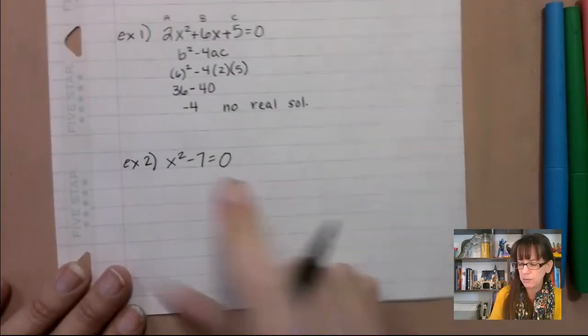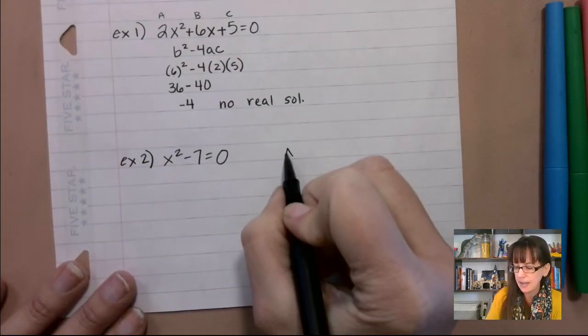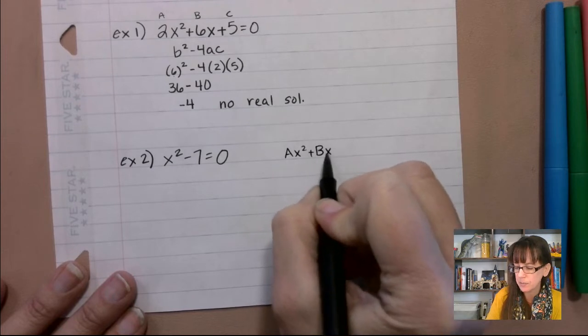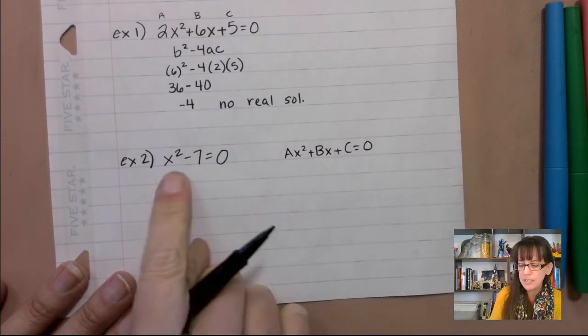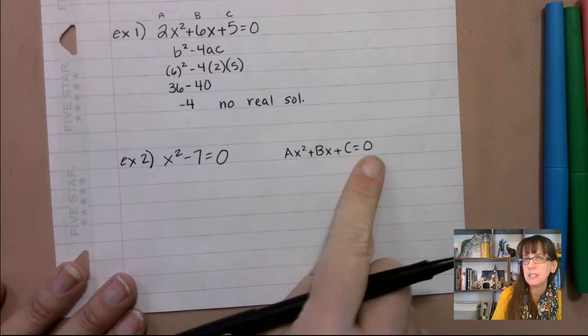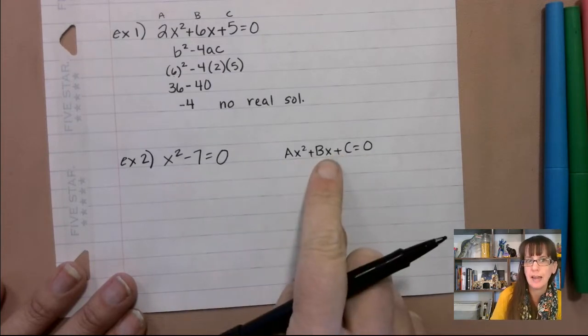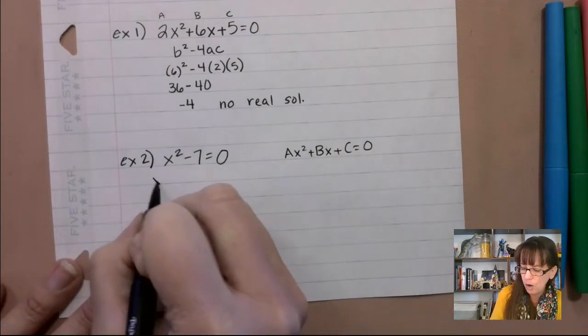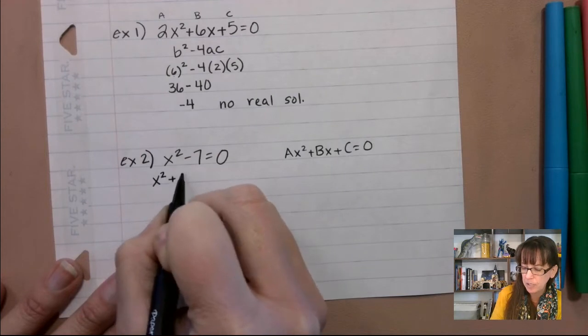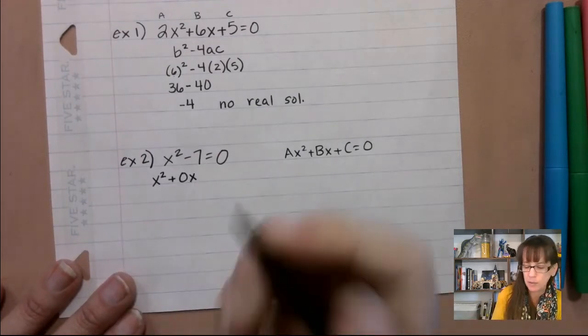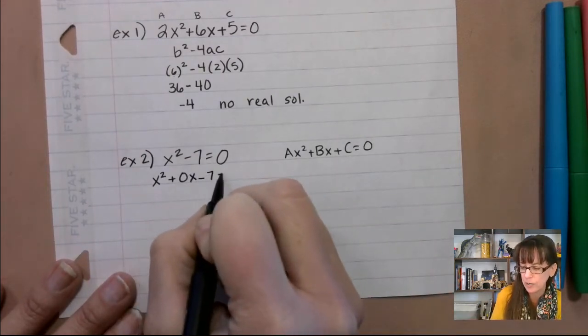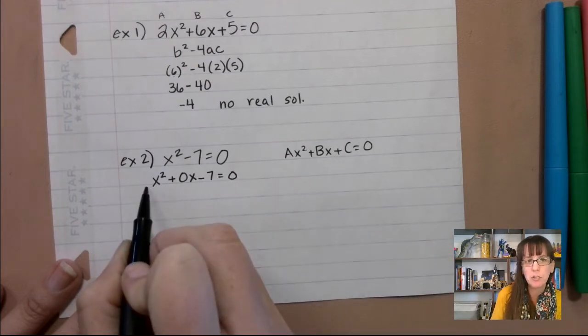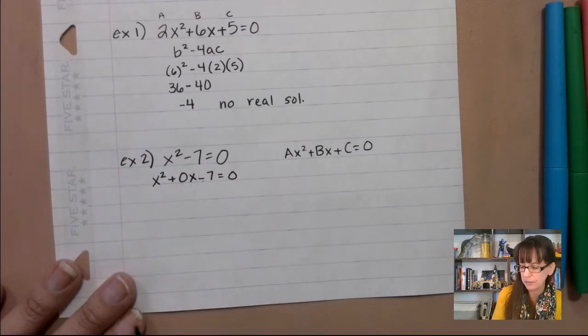In this case, remember our standard form is ax squared plus bx plus c equals 0. You'll notice here that we're actually missing our b term, not our c term. We have our c term. We're missing the one that has an x attached to it. So we can always add a placeholder plus 0x because anything times 0 is 0, so that doesn't change our equation at all. But now we have our a, which is 1, our b is 0, and our c is negative 7.